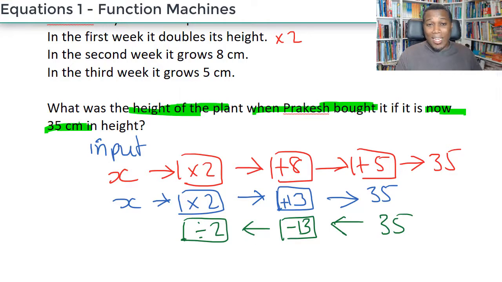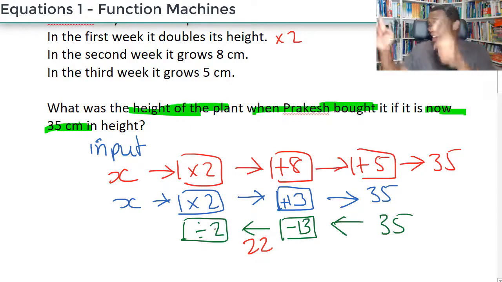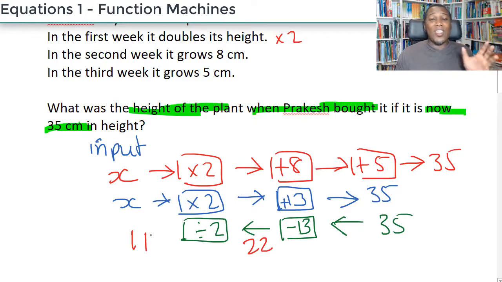I'm going to write that in red. And then I have to divide by 2. And that gives me, do you have it? Do the dance. Oh yeah. 11. Way. 11 is the answer.